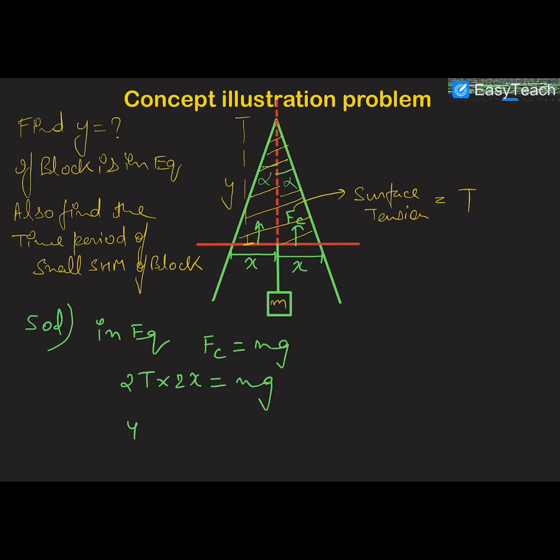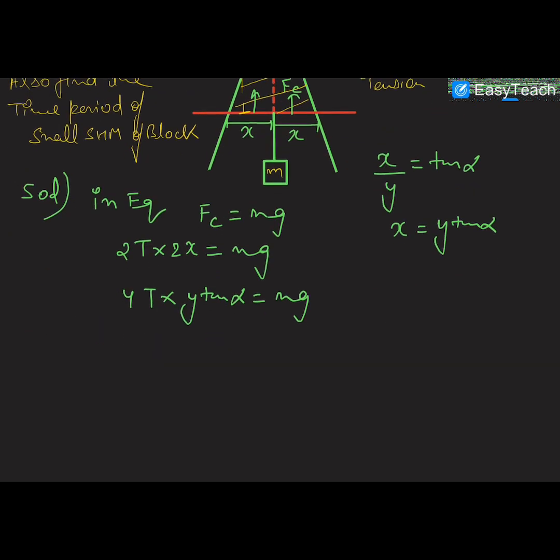So 4T into x. Now we can say that x upon y will be equal to tan alpha. So x will be equal to y tan alpha. So 4T y tan alpha is equal to mg. So the value of y in equilibrium from this equation will be equal to mg upon 4T tan alpha. This is the value of y in equilibrium.